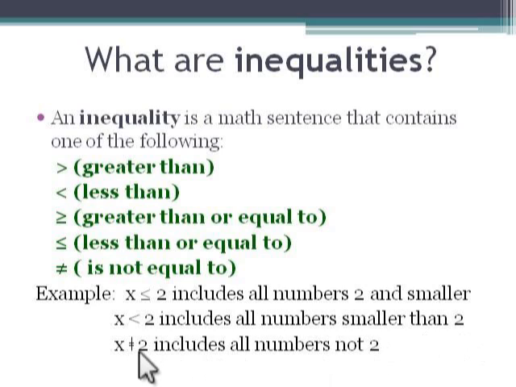X is not equal to 2 simply means all numbers that are not 2. So it would include 100. It would include negative 3. It would include 2.1. It would include 1.99. All numbers that aren't 2.